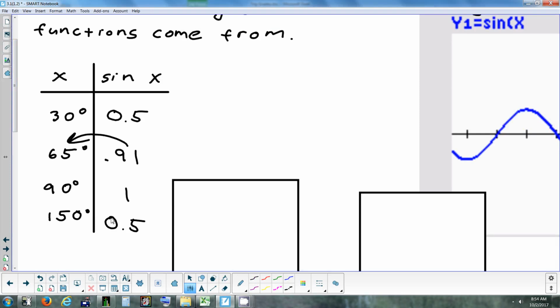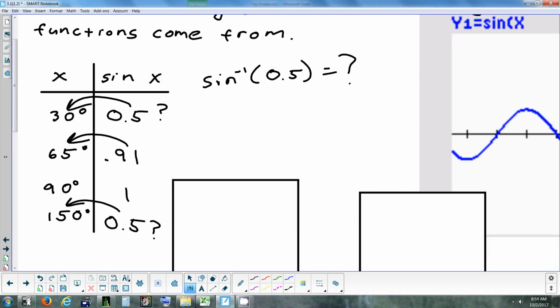So Eric, what's wrong now, or what problem do you think we could run into? It's the same as the 30. So if I said to you, what's the inverse sine of 0.5? Well, do you look at this one and go back and say 30? Or do you look at this one and go back and say 150? Which one should you give me?